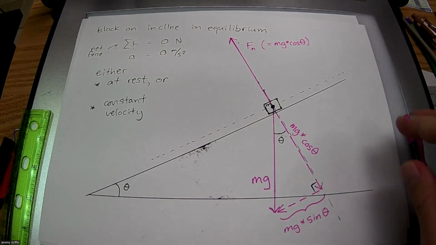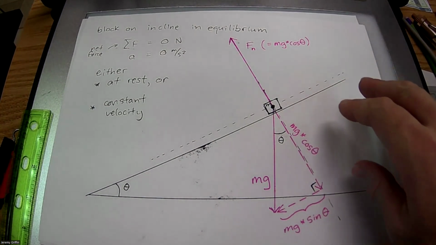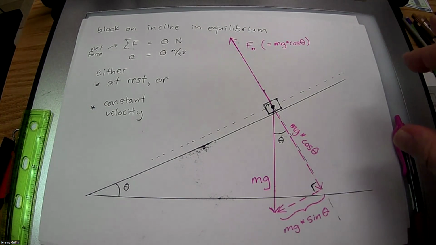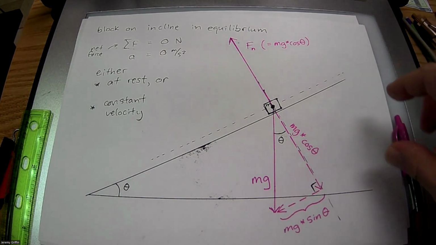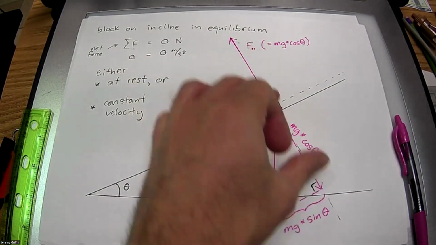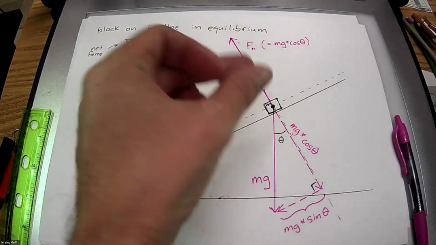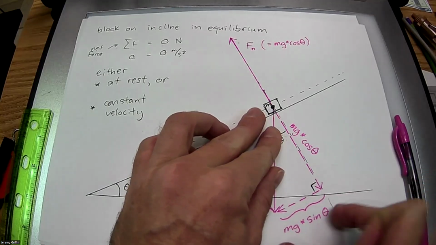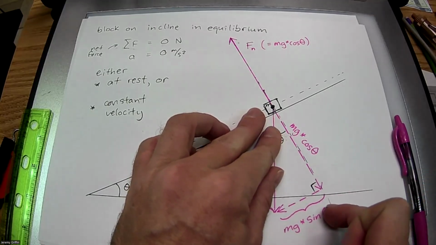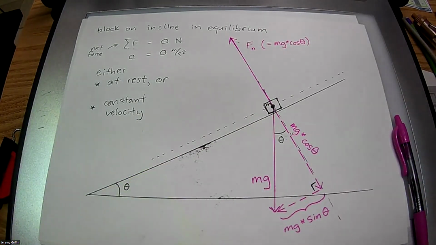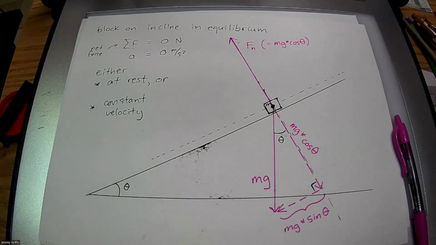Now, suppose I stopped right there. Would that block at that moment be in equilibrium? I see the normal force cancels out mg cosine theta. So now the block's not accelerating this way. That's good. Is there still a net force on that block? Mg sine theta. You guys see that? So is this block in equilibrium yet? Not yet. And here's where I want to do a little side thought with you guys.